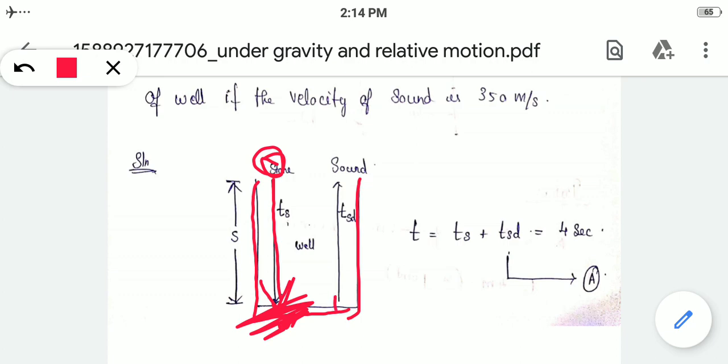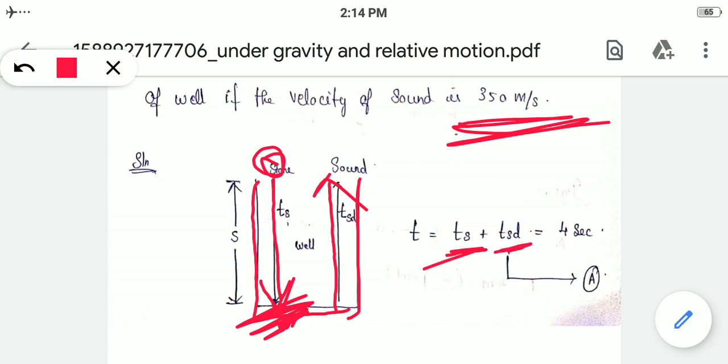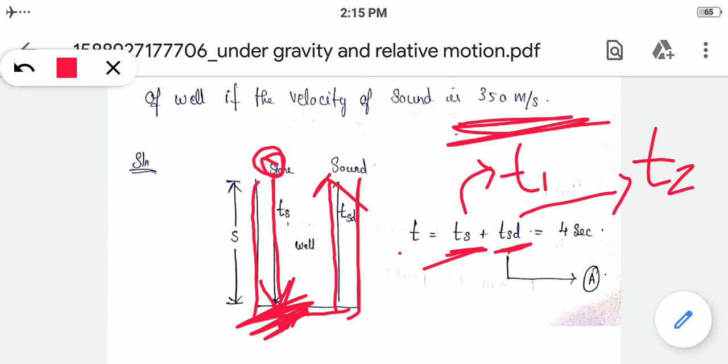The sound came to me with a velocity of 350 meter per second. So what will be the total time taken? It will be the time taken for the stone to reach plus the time for the sound to reach me. So total time taken will be equal to Ts plus Tst. You can also name it as T1 and T2, it is according to your wish, but for easy understanding I have taken Ts for the stone and Tst for the sound reaching me. So totally T is equal to 4 seconds.